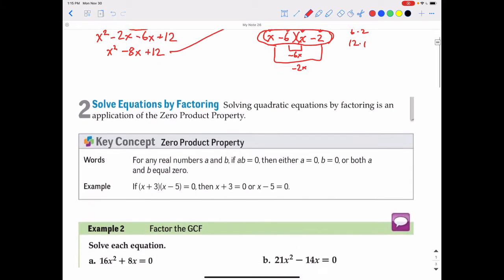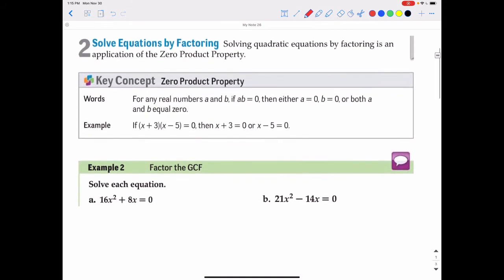Solving quadratic equations by factoring is an application of the zero product property. And what the zero product property is, is that if you have two numbers, a and b, and if a times b equals 0, then either a equals 0 or b equals 0. So if you're multiplying two numbers, and if the product of those two numbers is 0, then at least one of those numbers has to be a 0. It could be both of them, but at least one of them is. And 0 is the only number that works with. You can't do that with any other number.